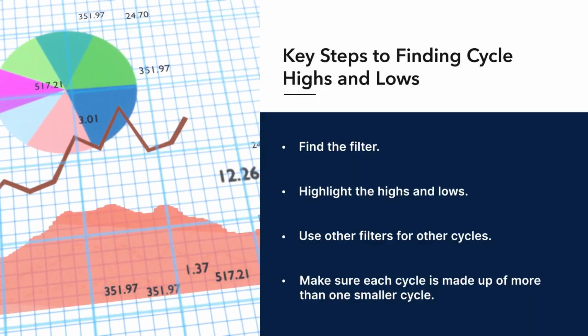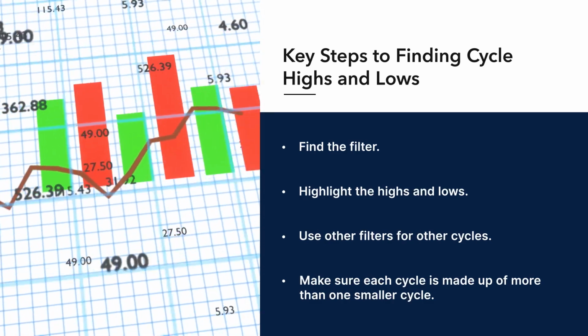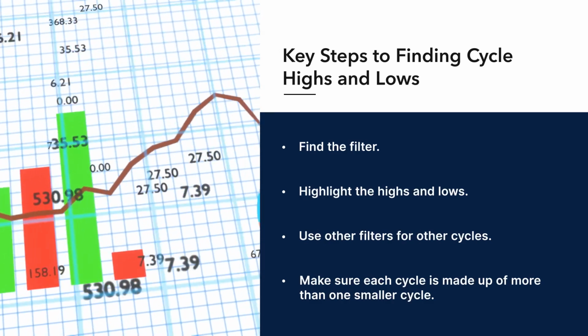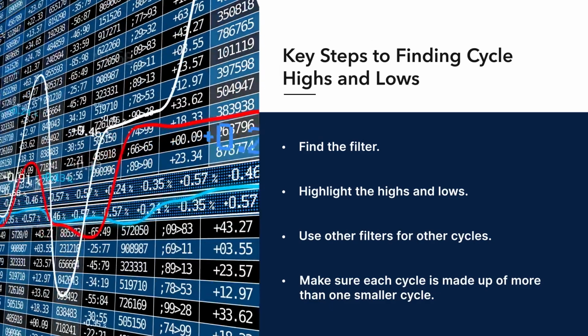You can apply the same techniques for finding cycles up to 4, 5, 8 years in duration. These are the same techniques. Find a filter, you highlight highs and lows with the arrow, you use other filters for other cycles, and then you make sure that each cycle is made up of at least more than one smaller cycle. Once you do that, you have your full cycle picture done for you. The heavy lifting was done by the filters. It is really just the filters.